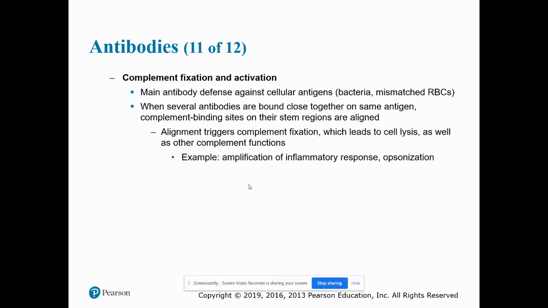And then we have complement fixation and activation. The main antibody defense against cellular antigens, bacteria, mismatched red blood cells. When several antibodies are bound close together on the same antigen, complement binding sites on their stem regions are aligned. That may not make a lot of sense, and I can't really draw it in my current circumstance right now. But alignment triggers complement fixation, which leads to cell lysis as well as other complement functions. And an example is the amplification of the inflammatory response and opsonization.